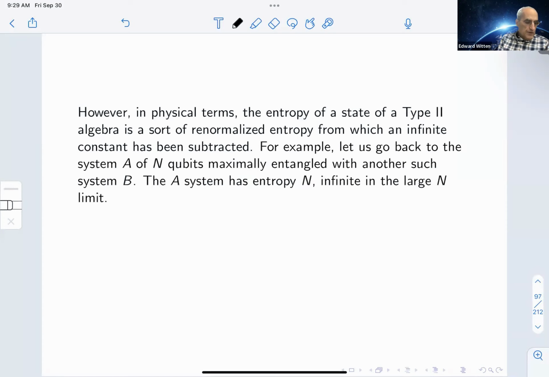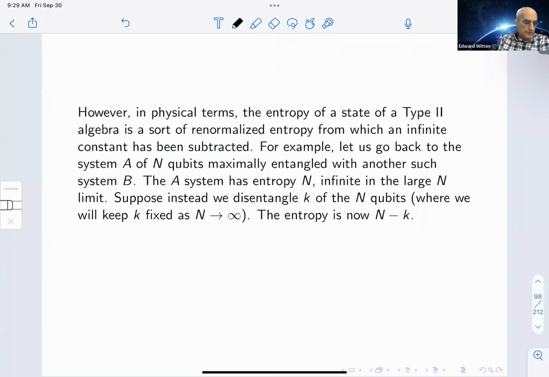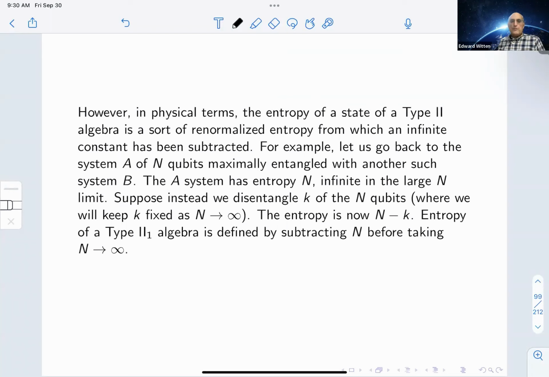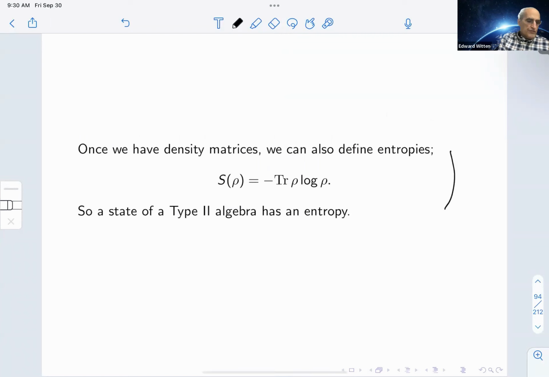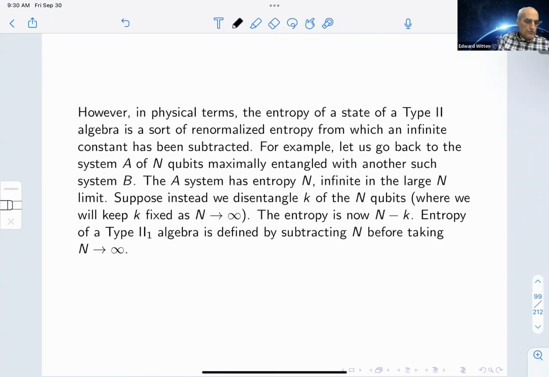So for example, let's go back to the case of finite n. In the maximally entangled state, the A system had entropy n, which is infinite in the large n limit. As an example of a state of the system, we could disentangle k qubits where we keep k fixed as n goes to infinity. And that's similar to the fact that we started with operators that only act on k qubits. So an operator that acts on k qubits could project them onto a pure state and disentangle k qubits from the B system. So with the algebra we considered, we have to consider such states. Such a state has entropy n minus k. Entropy of a type 2-1 algebra could be defined by subtracting n before taking n to infinity. Here I gave an abstract definition where it's not clear that renormalization was involved, but to give another explanation where it's obvious that renormalization is involved, entropy of a type 2-1 algebra can be defined by subtracting n before taking n to infinity.